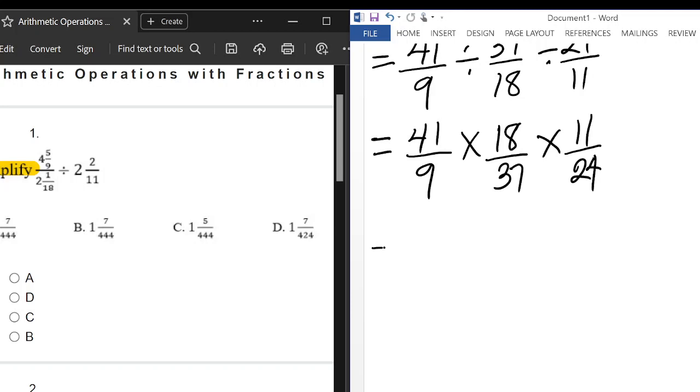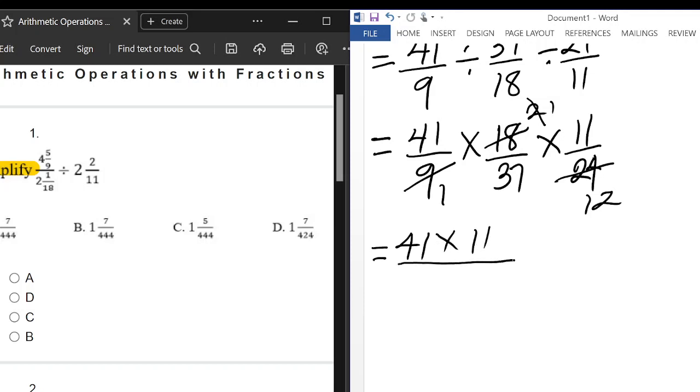So the next step is to see which numbers can divide. 9 can go into 18, that is 2. 2 can go into 24, that is 12. What else can go? There's no number that can go. 3 cannot go into 41, likewise 3 cannot go into 11, and no number can go into 37. In that case, we're going to have 41 multiplied by 11, divided by 37 multiplied by 12.